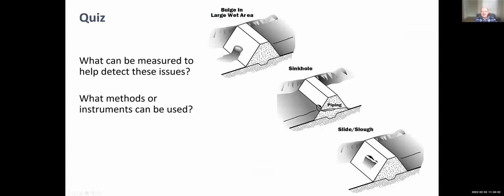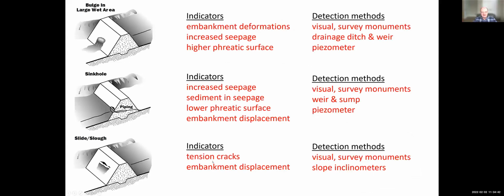But with things like a bulge, if there's a bulge, there's deformation, and maybe deformation can be measured. Clearly the wet area, maybe you can put in a ditch down here to gather up the water, run it through a weir to see if that seepage is increasing over time and whether that seepage is carrying sediment. A sinkhole, well, maybe one person talked about it early on, the void that's being generated here is causing some slumping and cracking, so we may have some tension cracks along the crest or in the face of the dam, and a slough. There's certain things that you can use there.